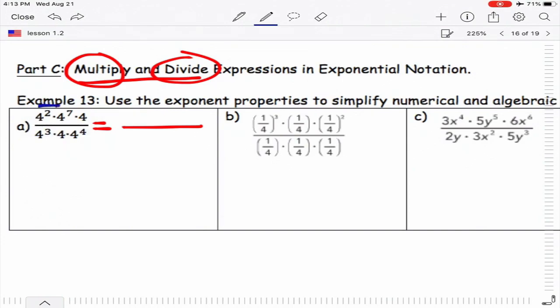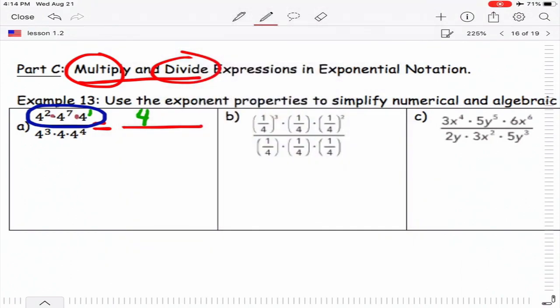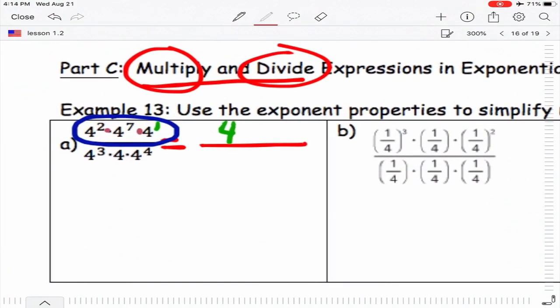Okay? So step 1, once again, we're focusing on the top. Now the top, all the bases are the same numbers, so I'm going to keep it the same. My answer is going to be 4. Because I'm multiplying, in between each of these 4s is a multiplication symbol, so technically I'm adding the exponents. 2 plus 7 is 9, plus 1 is 10. My answer is 4 to the 10th power. Okay, you're done with step 1. Nice job. Now let's move on to the next one.